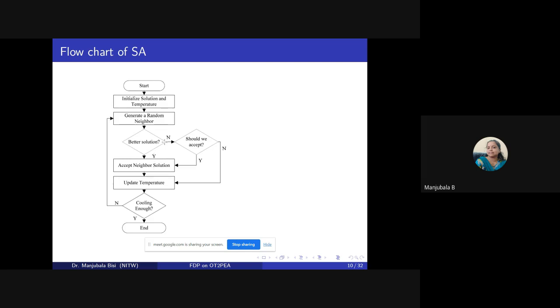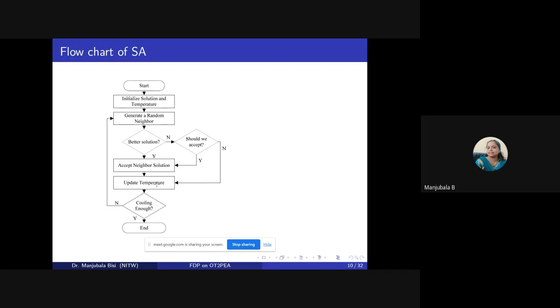If the neighboring solution is not better, that means that is an inferior solution. That solution is not good compared to the initial solution. So here we are determining whether you have to accept the inferior solution or reject the inferior solution. This is the basic concept in the simulated annealing algorithm. So should we accept the inferior solution? How to determine yes or no? For that, you have to apply some acceptance probability function and determine the probability of acceptance. If yes, that means you are accepting the inferior solution also. If no, we have to update the temperature.